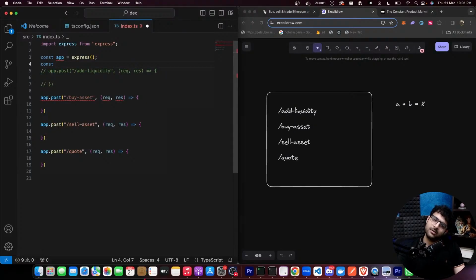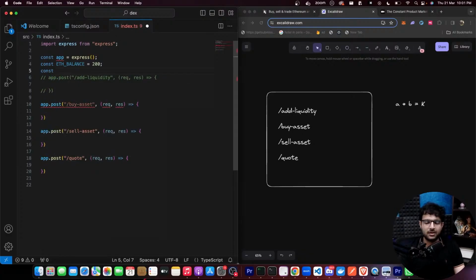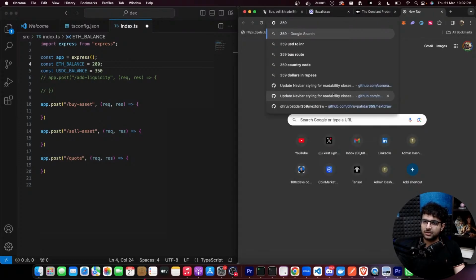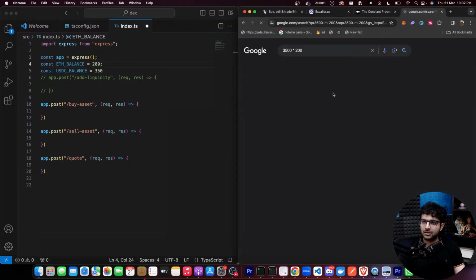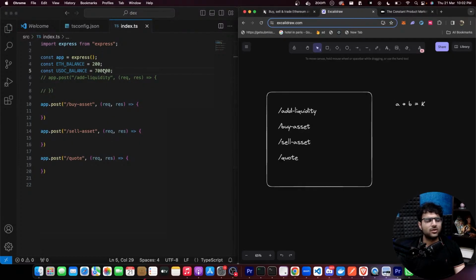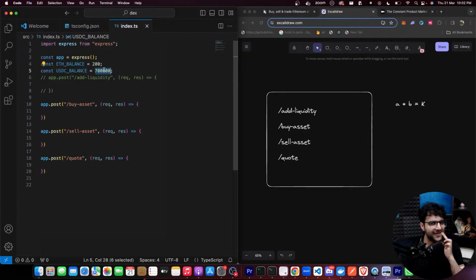Const ETH balance equal to 200. Const USDC balance equal to, how much is ETH right now? Like $3,500. Does this matter? It probably doesn't matter. But yeah, okay. This is the initial ETH and USDC balance.